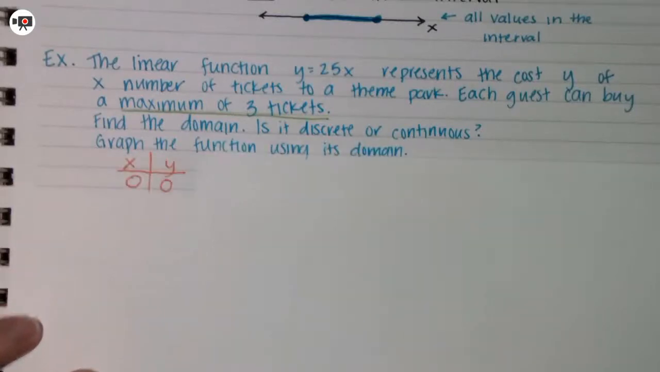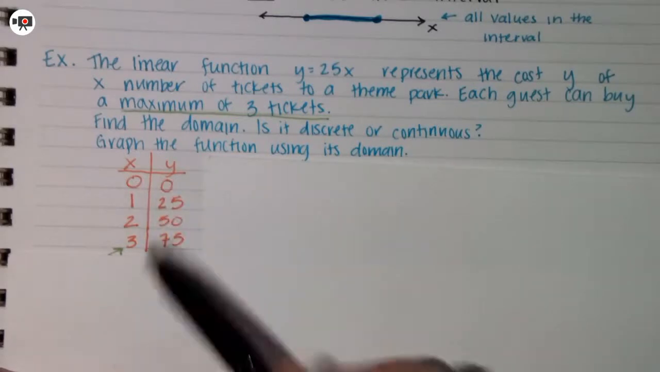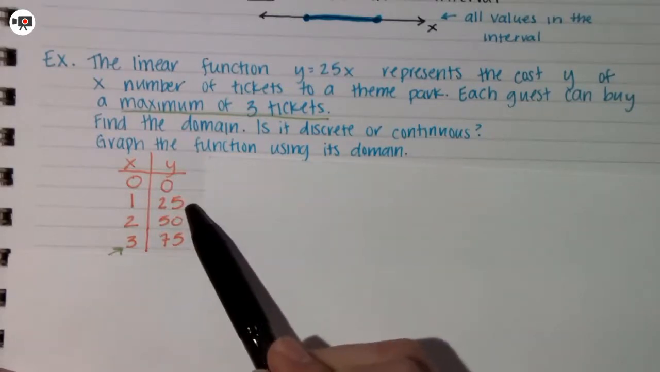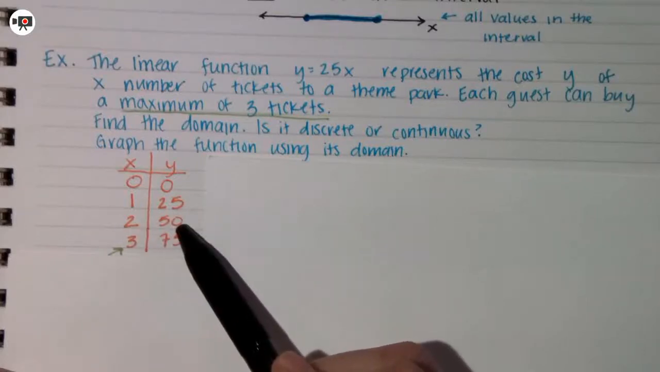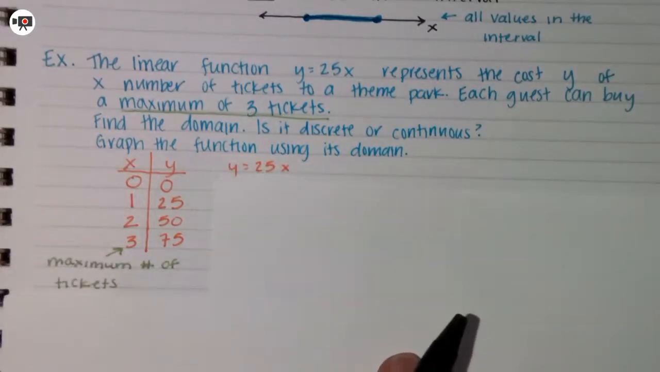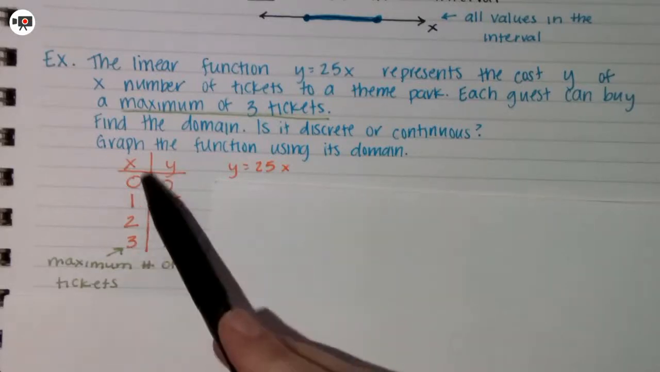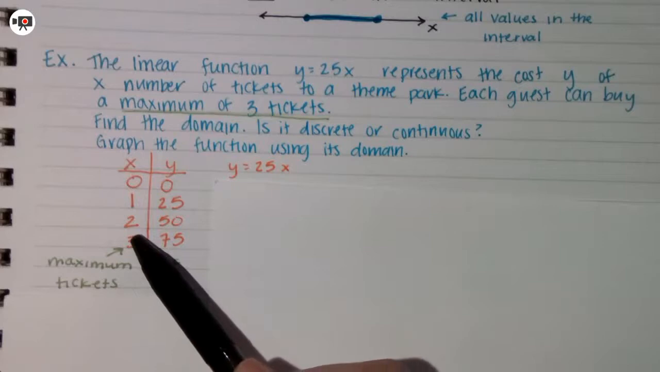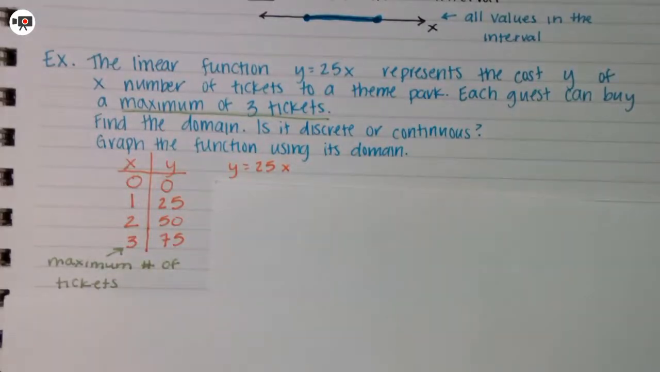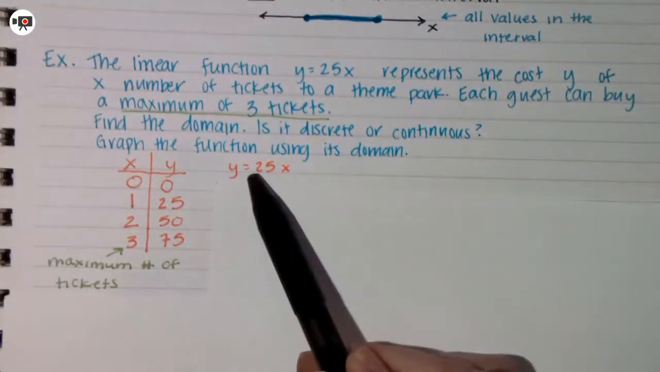So I'm going to start by making a table of values. I have where x is 0. If I don't buy any tickets, I'm not going to pay any money. If I buy 1 ticket, I spend $25. If I buy 2 tickets, I spend $50. And if I buy 3 tickets, I spend $75. So the maximum number of tickets it said I could buy was 3, so I'm going to stop at 3. I did not include any negative numbers here because I can't have a negative number of tickets. And to get my y values, I put x into my formula, and then my output is y.